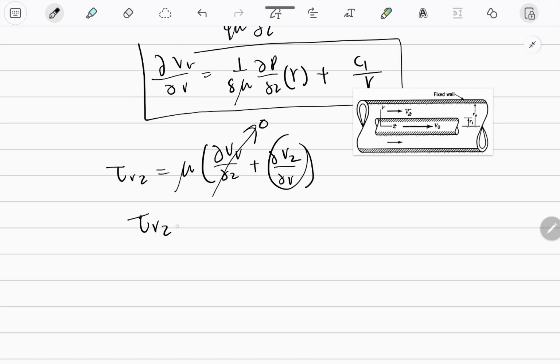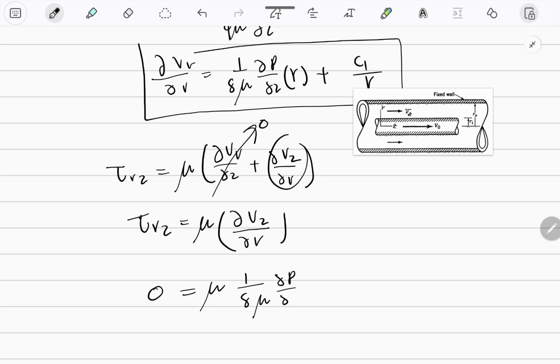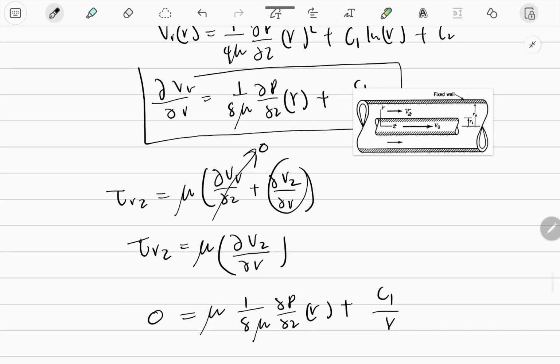So this is just going to be mainly dv_z dr, and we already computed this guy. This guy is him. Then we want this thing to be 0, right? Remember, we don't want drag, mu, and then we bring that guy there, 1 all over 8 mu dp dz r plus constant 1 all over r.